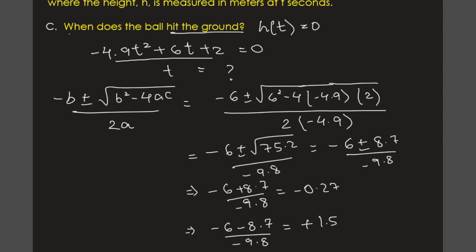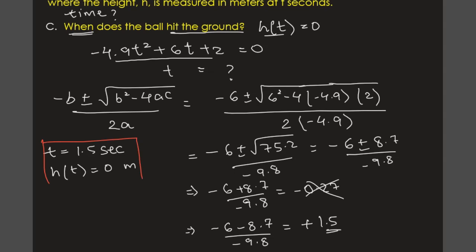Now going back to the question, we see we are looking for when. When means time. When the ball hits the ground, so when height is 0, what is the time? Since time cannot be negative, we'll rule out this option, and this is the only option left. From here we conclude that time is 1.5 seconds when the ball hits the ground, and that is when height is 0.